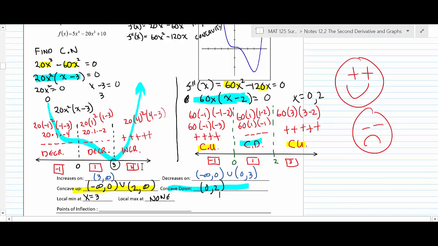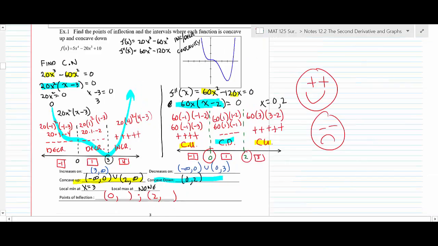Okay, now points of inflection. Does the concavity change? Yeah, there's going to be one point of inflection at 0 because it goes from up to down, and there's another point of inflection at 2. Now we have to get points, and what we've got to get are the y values. So the first point of inflection is 0 comma something, and then the second one is 2 comma something.